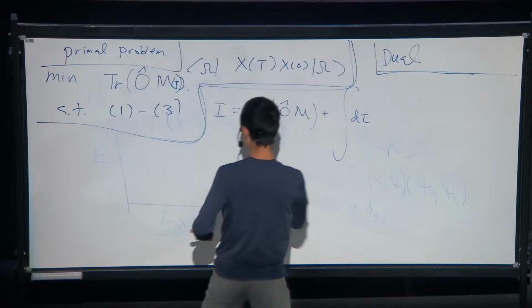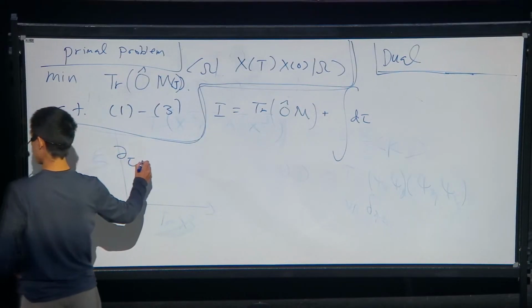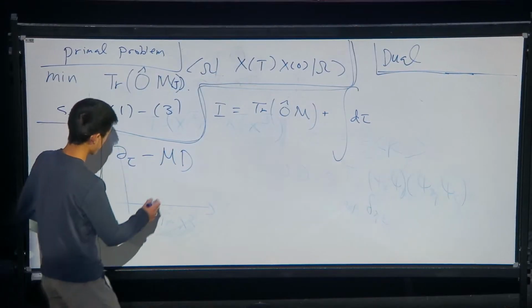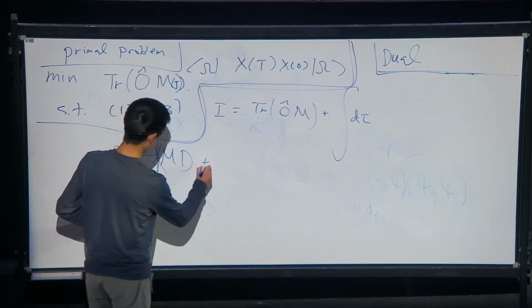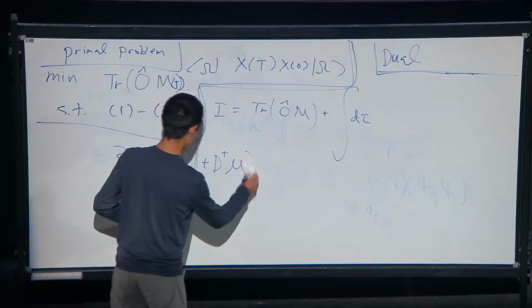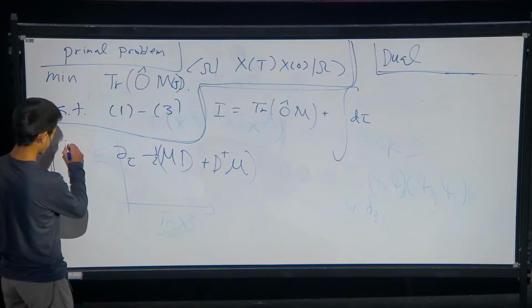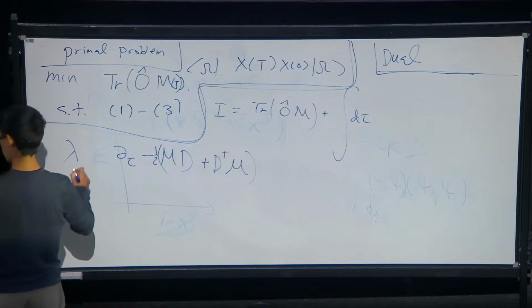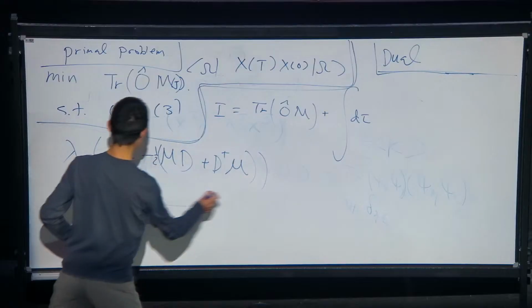Okay, so let's write down the Lagrange multipliers. We have d tau minus md. Now, I'm going to do something that seems a little silly. I'm going to write 1/2 md plus d dagger m. Using this equation, I'm allowed to do that. And I'm going to introduce the Lagrange multiplier, lambda, what did I call it? Lambda d, that implements this constraint.